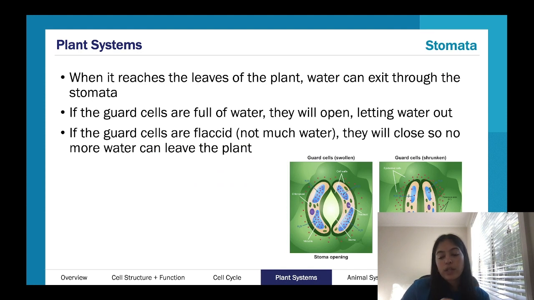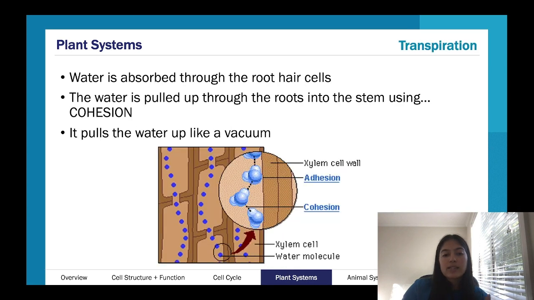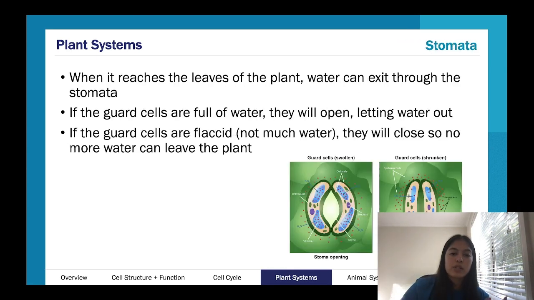So something else important with water is this idea of stomata. So you can see here, this is open, and this is closed. The stomata are the actual holes in the plants, and the things that open and close them are guard cells. So we're getting this idea of water going up, up, up. So once we get to the peak, the leaves of the plant, water can exit that way basically.